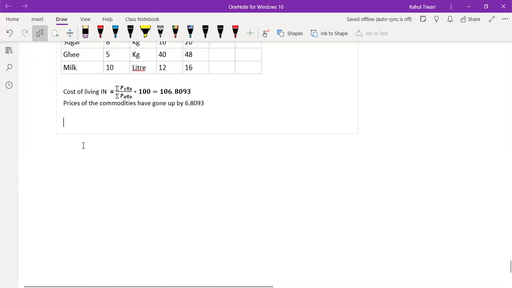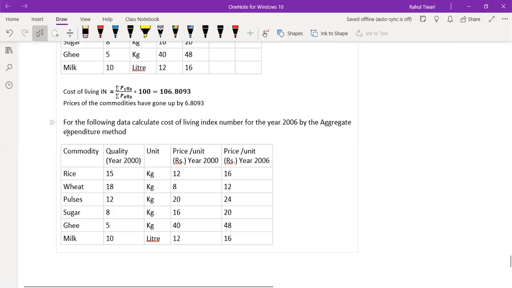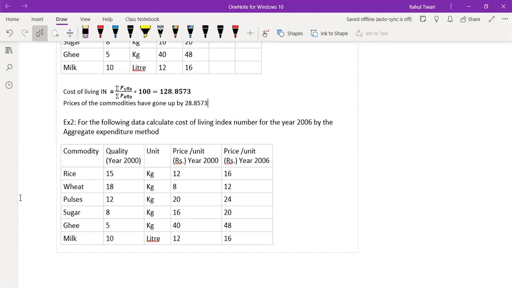Take down another example. Example now. Yes, tell me. 128 point something is coming, sir. 126.2645. 128.8537, sir. How much is coming? Yes sir, 128.8537. So according to that, the conclusion will be checked. 28.8576. Just make that correction.